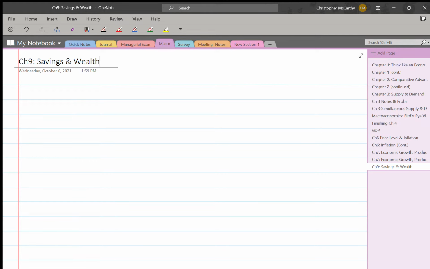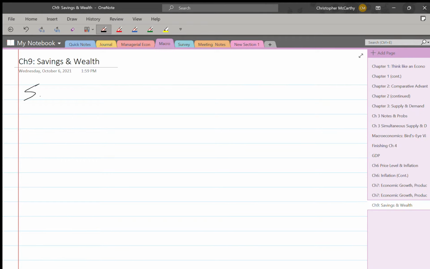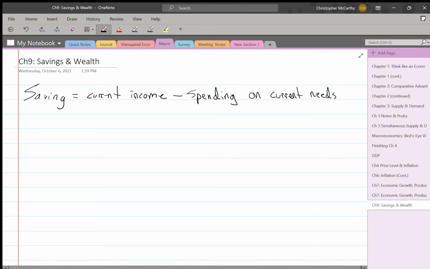So hopefully a lot of us should know what savings is, right? Savings is my current income minus my spending on current needs. The book only says needs, but let's be real, it's needs and wants, right? I buy a lot of crap I don't need that I just want.